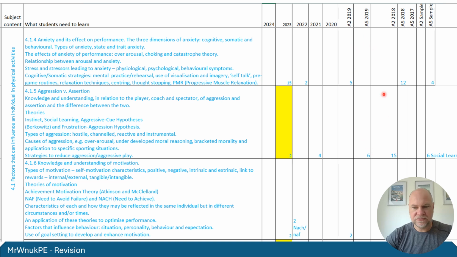the last sort of set of real big questions was in the 2018 paper for aggression on 15 markers, and it's followed up by a quick 6 marker on the AS paper 2019. They don't do AS papers anymore, so it might be worth just going back to that 2018 paper, just read over that aggression 15 marker and use that as a little bit of revision. But if it was to come up, potentially that could be there.